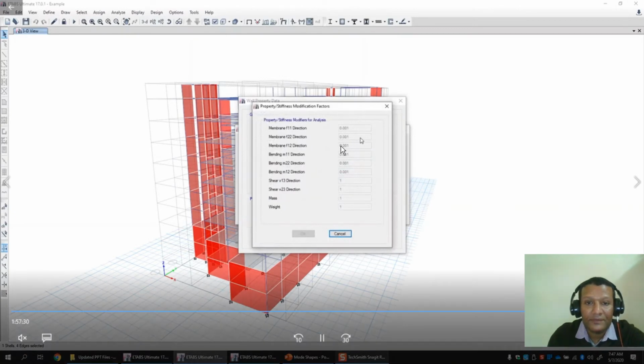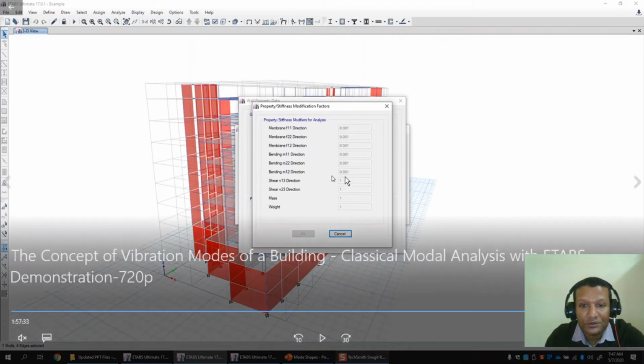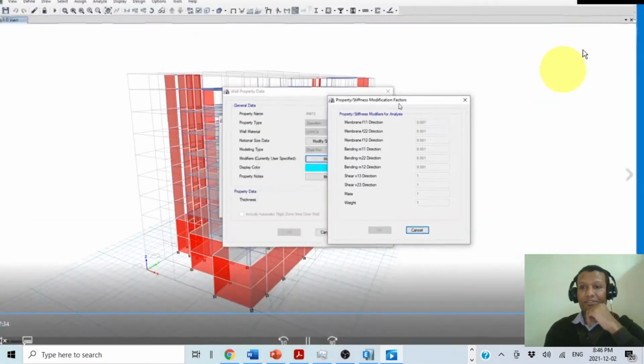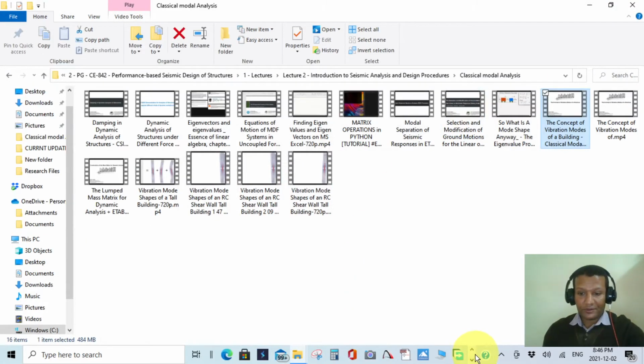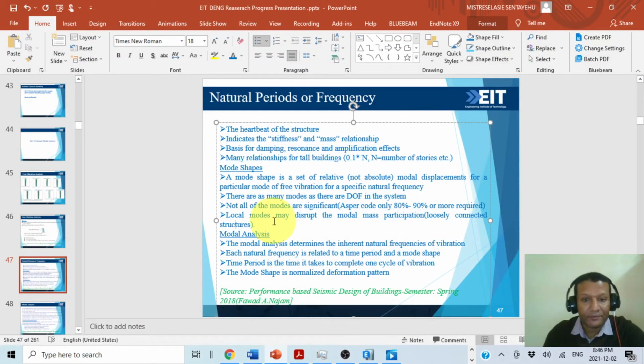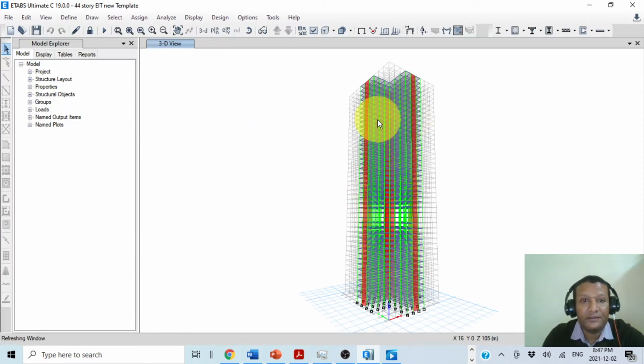Yeah, you see, this is what I want to show you. This is all 0.01. So that's why the problem comes. So that's why these local modes may disrupt the modal mass participation, because the first mode and second mode should be translational. For us, for example, we can go here. This is our building, and this is already run.